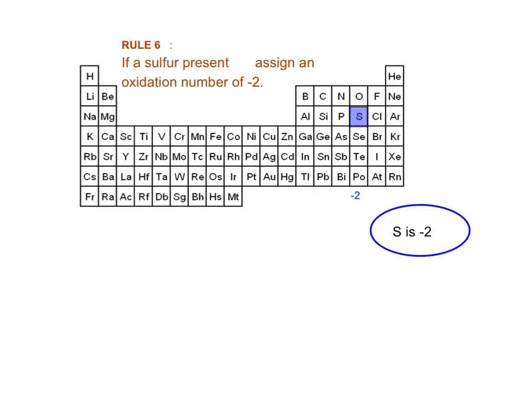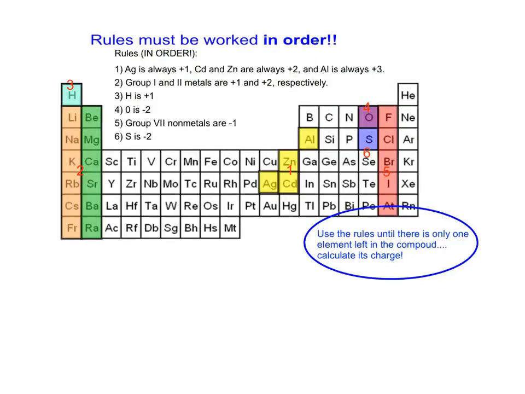And our last rule, there were 6 rules, is sulfur. If sulfur is present, assign an oxidation state of -2. So here's a recap of all 6 rules. First, look to see if you have any Katzenagels. They would get preference on their charge. Then look for alkali and alkaline earth metals, then hydrogen, then oxygen, then halogens, then sulfur.